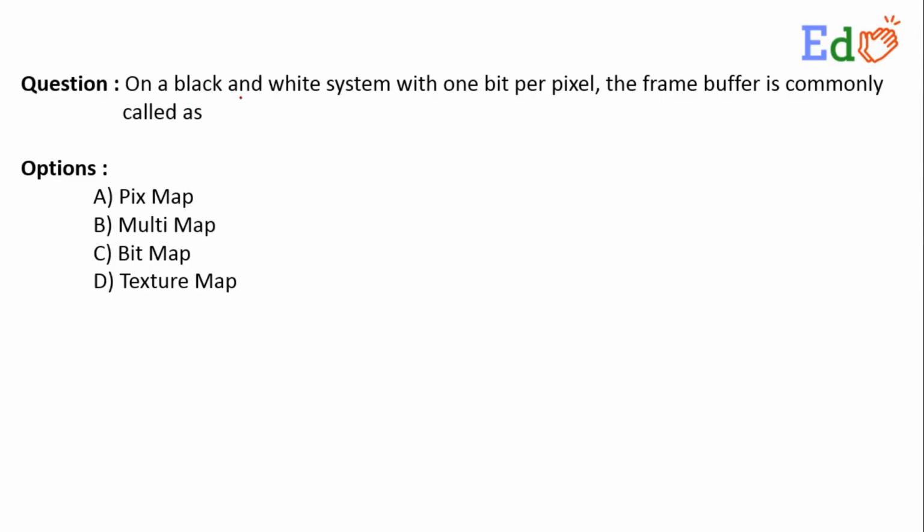On a black and white system, that means the system is black and white, so only one bit can represent the respective color. So on a black and white system, with one bit per pixel, because one bit of information can have two values. Let it be 0 and let it be 1. Let us suppose 1 denotes the white color and 0 denotes the black color.